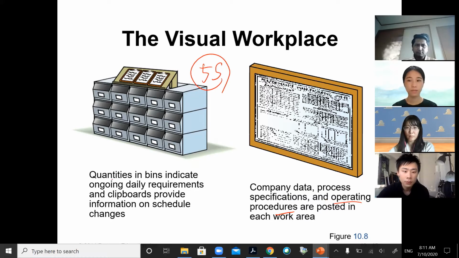This is Kanban. Quantities in B indicate ongoing daily requirements. I've seen this not only in factories but also when you go to service your cars. For example, when you send your car to a Toyota service center, that means you send it for an oil change or repair. Every 10,000 kilometers, you need to change your engine oil, for example.